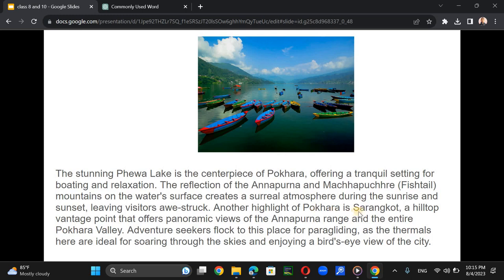Another highlight of Pokhara is Sarangkot, a hilltop vantage point that offers panoramic views of the Annapurna Range and the entire Pokhara Valley. Adventure seekers flock to this place for paragliding. The thermals are ideal for soaring through the skies and enjoying a bird's eye view of the city.